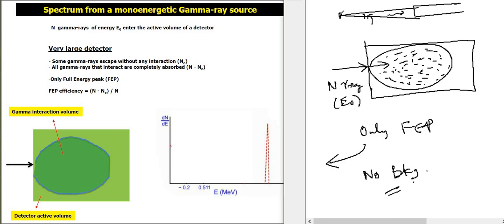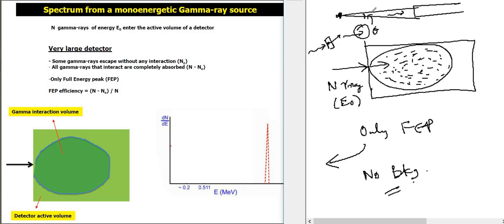Now, if the source is at rest, then no problem, everything is fine. But suppose in a nuclear reaction, this is the target, this is the projectile, the reaction happens, and as a result the product nucleus is also moving, and if it emits a gamma ray, and those gamma rays emitted by the moving nucleus are detected by a detector, then this theta angle will be very important. Why? Because of Doppler broadening.